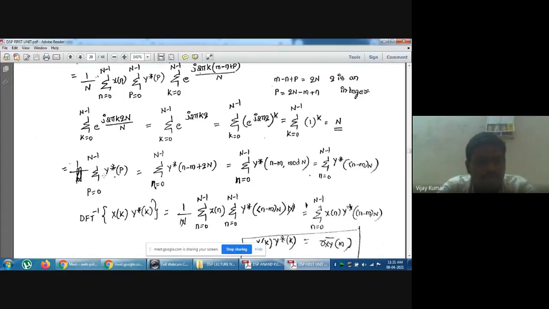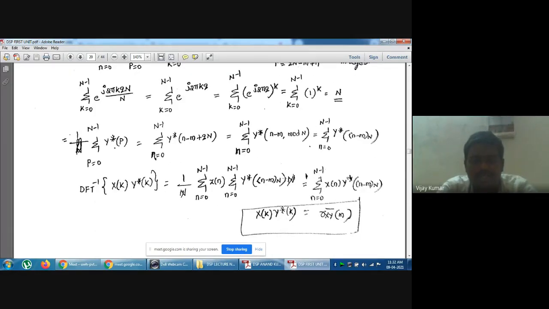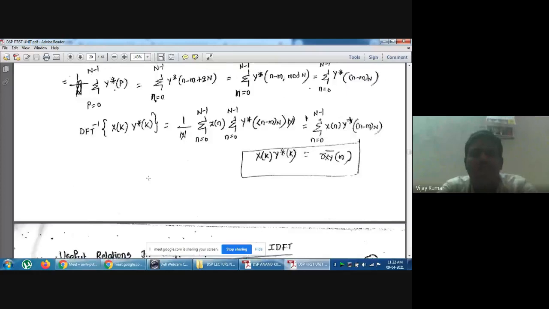Similarly, summation p equal to 0 to n minus 1 y star of p. So I am replacing p with qn minus m plus n. So that is n minus m plus qn. So this can be written as n minus m comma modulo of n. That means n minus m of n. So replacing that, n cancels out, summation n equal to 0 to n minus 1 x of n into y star of n minus m n. What is this? Cross correlation formula. So we started from RHS and we proved LHS.